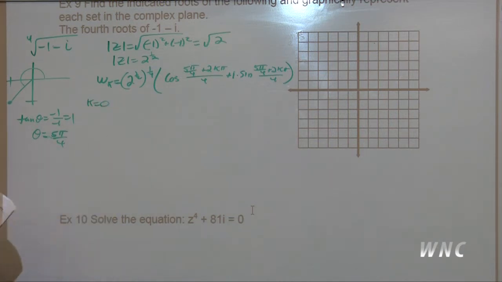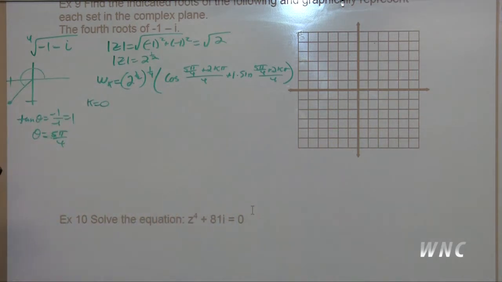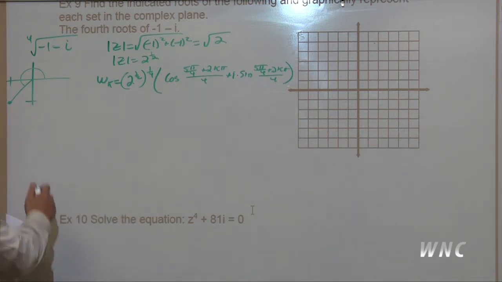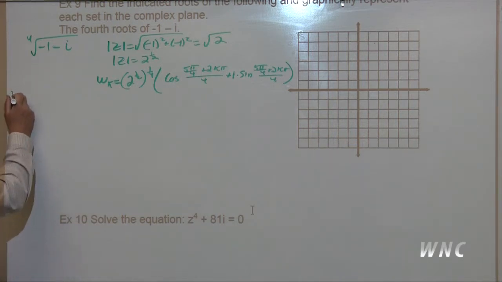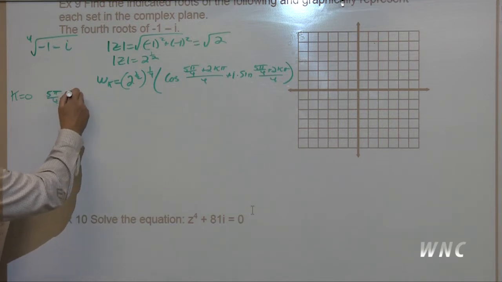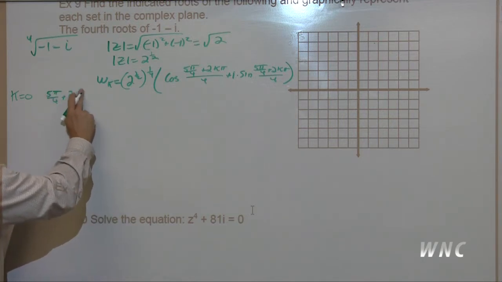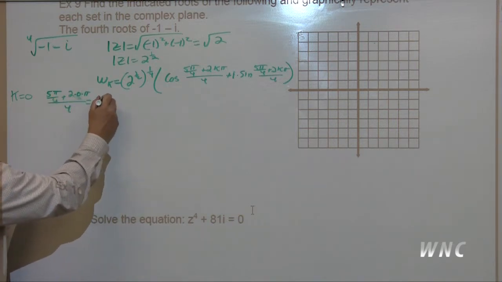Start with k being 0. I think I'm going to need more space than that, so I'm going to erase this part, so hopefully you have that written down. Okay, so k equals 0. Let's talk about what that means for the angle. The angle is just going to be 5 pi over 4 plus 2 times 0 times pi, and all this is over 4, so we get 5 pi over 16.